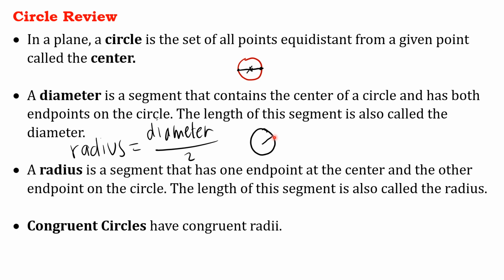All right, and then lastly, if you have two circles and you're told that they are congruent, then you can assume that those circles have the same radius. All right, so the plural of radius is radii. All right, so if you are told that you have two congruent circles, you can assume that they have the same radius and the same diameter.